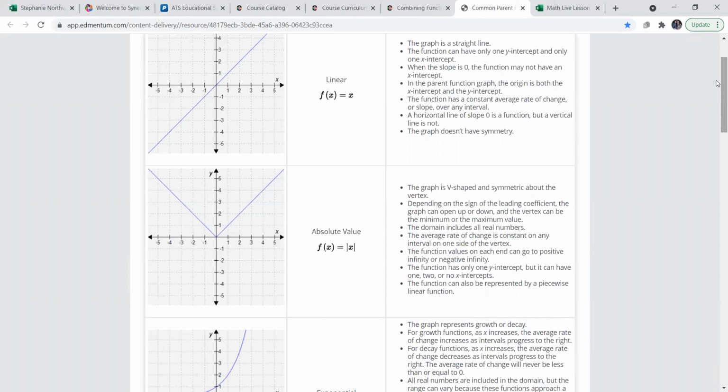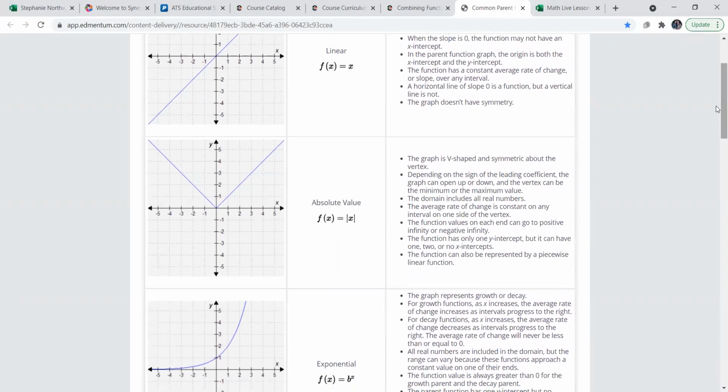Now, absolute value: the function is v-shaped and symmetric about the vertex. See how it's a v-shape like this? That's what that means. The function can be represented by a piecewise linear function. The graph will only have one y-intercept, but it can have 1, 2, or no x-intercepts. It really just depends how the v-shape is located on the graph.